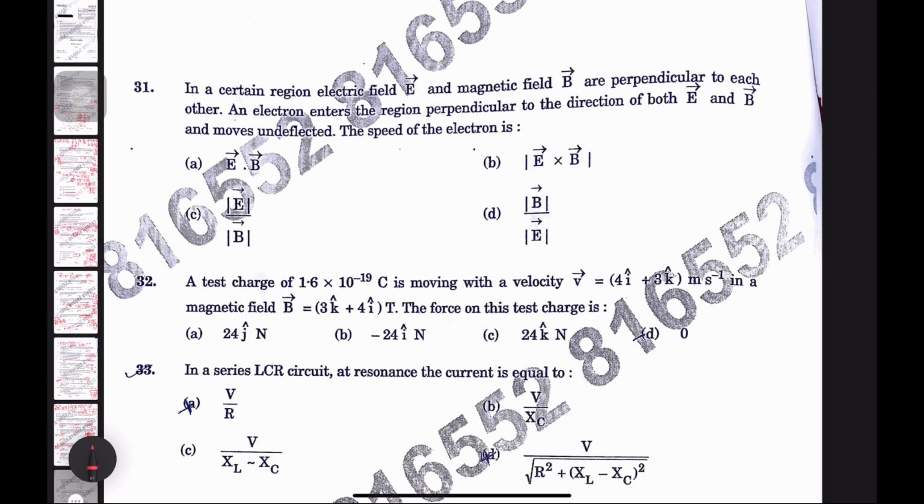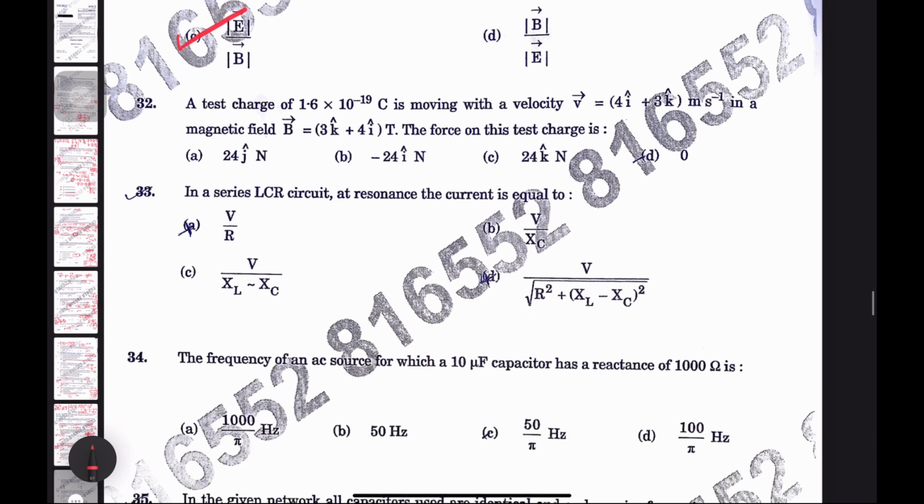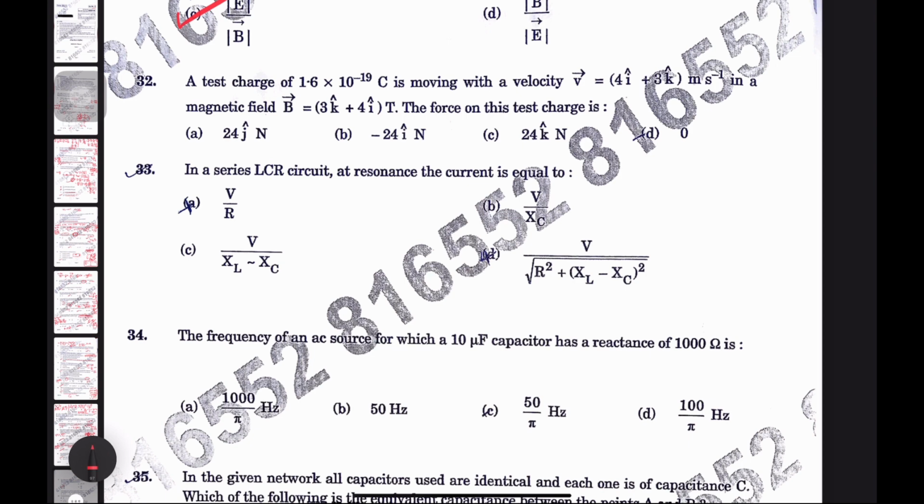Then in a certain region, electric field E and magnetic field B are perpendicular to each other. So we are having two perpendicular fields E and B. An electron enters the region perpendicular to the direction of both E and B and moves undeflected. So in this case, we are having a direct answer that when an electron enters the region of perpendicular electric and magnetic fields, then the speed of the electron is E upon B. So C is the correct option in this question.